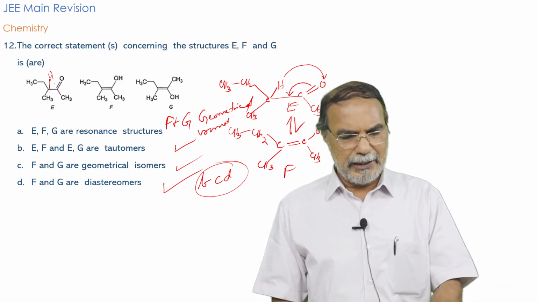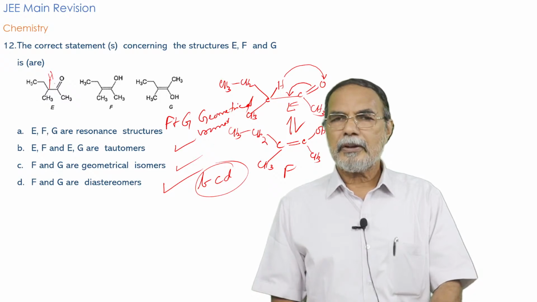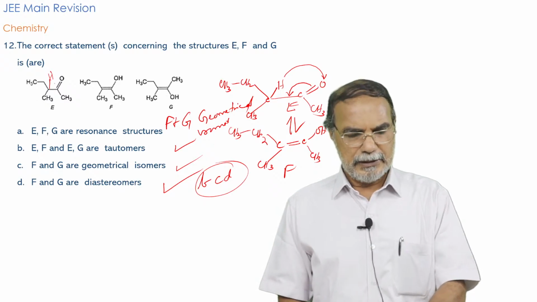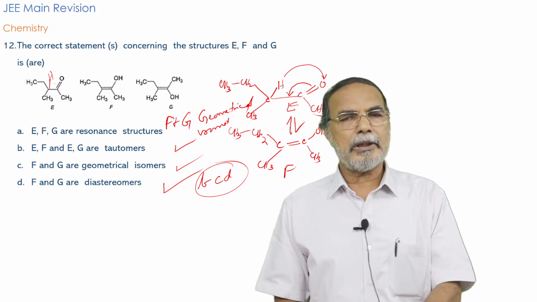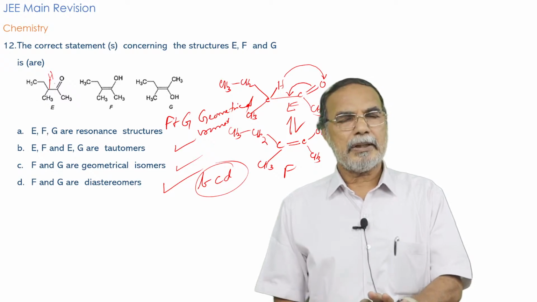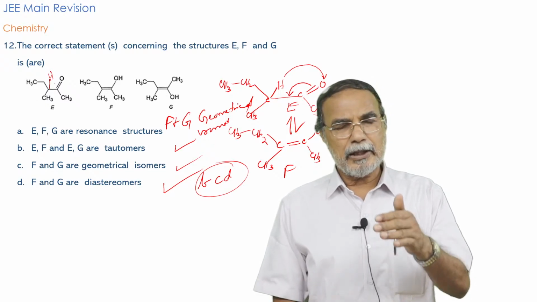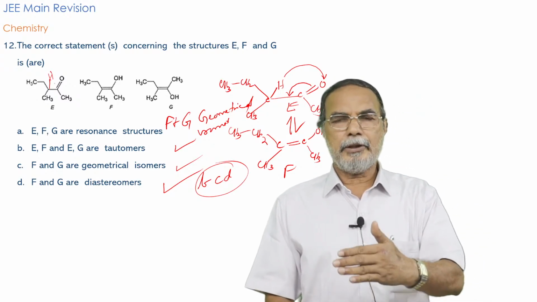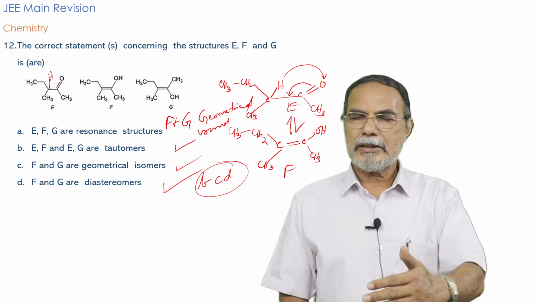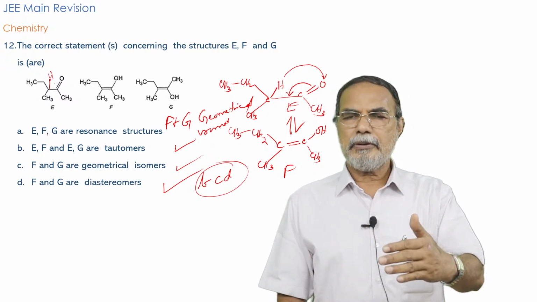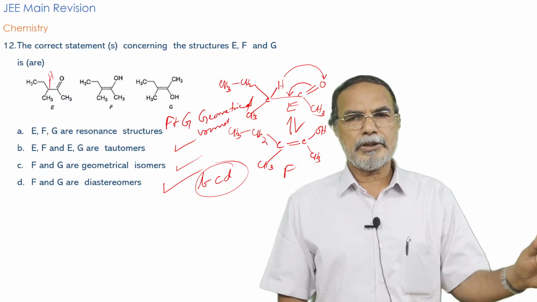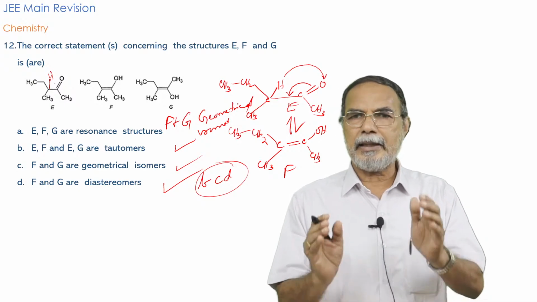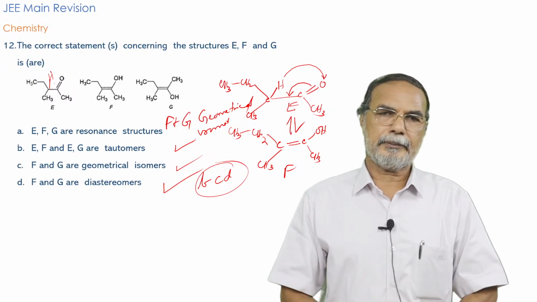So structures E and F are tautomers, structures E and G are tautomers, structures F and G are geometrical isomers. And geometrical isomers can also be, I repeat, included in diastereomers, because the definition of diastereomers is this: they are stereoisomers which are not mirror images of each other. Therefore, the geometrical isomers can also be considered as diastereomers.